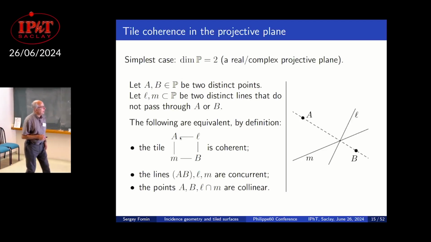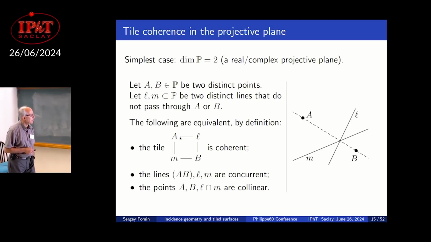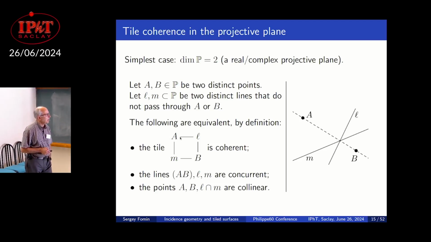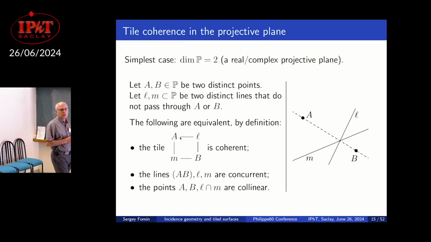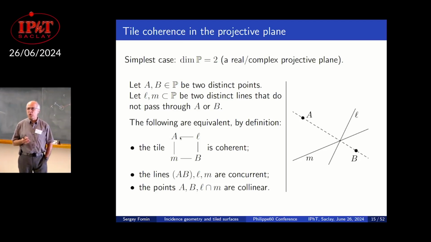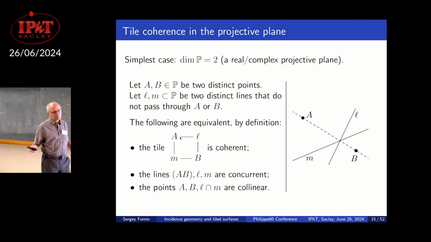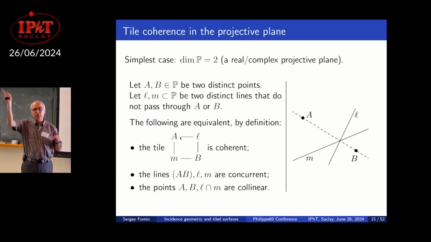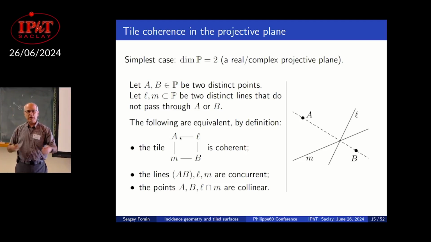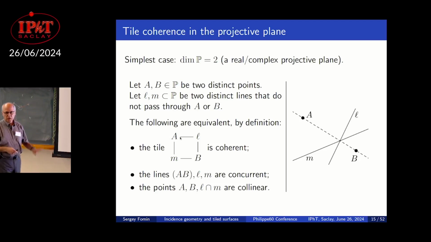Now, for example, in dimension 2, if you have such a tile, saying that it's coherent means that the line that passes through A and B and the point which is the intersection of L and M are actually collinear. Okay? It's the only natural condition that you can impose on 2 points and 2 lines. What can we say? 2 points, draw a line through them. 2 lines, take the point where they intersect. You want that point of intersection to lie on the line that we drew earlier. Okay? That's the coherence condition.